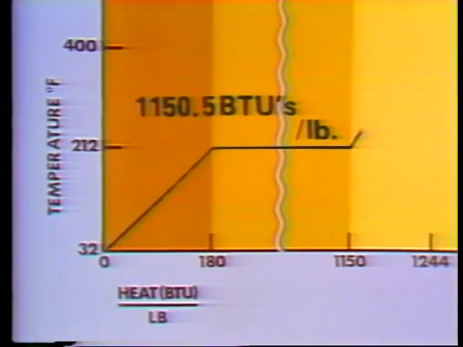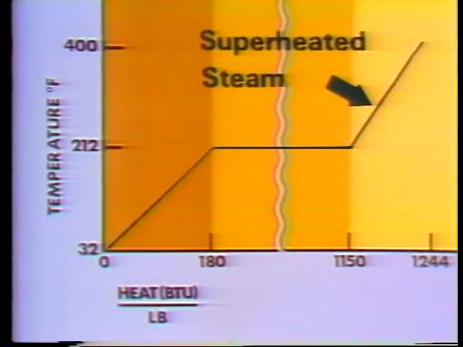In this segment, we'll continue to add heat to saturated steam to increase its temperature beyond the saturation temperature. Steam heated above the saturated temperature is called superheated steam. Superheated steam is a very important part of the plant cycle because it carries thermal energy from the boiler to the turbine.